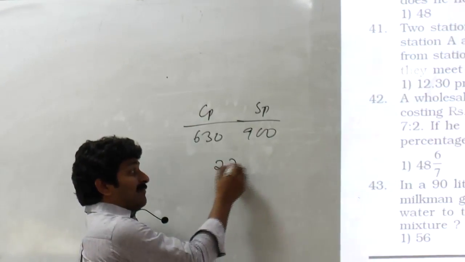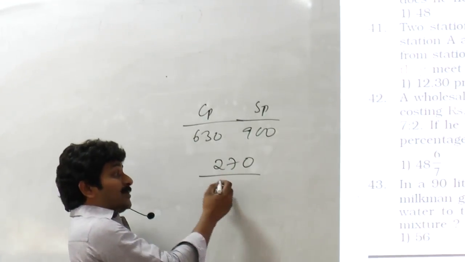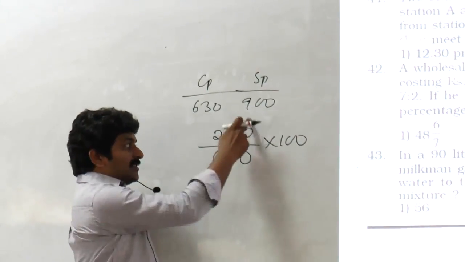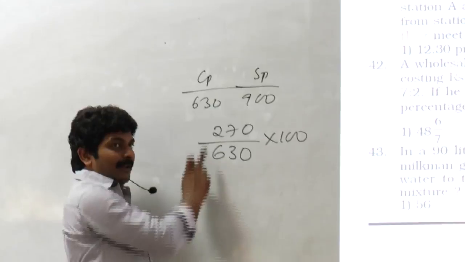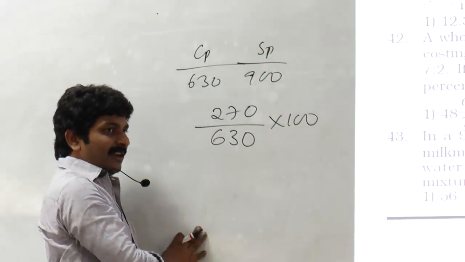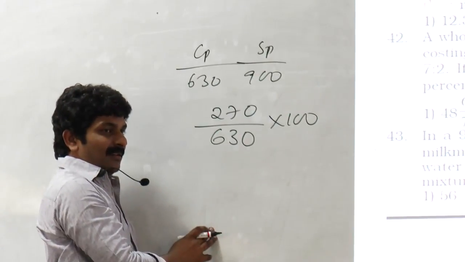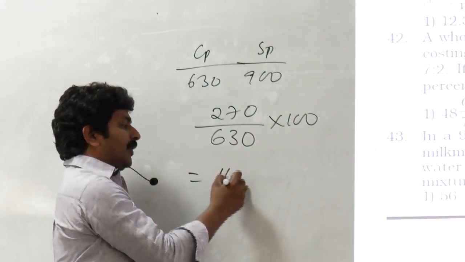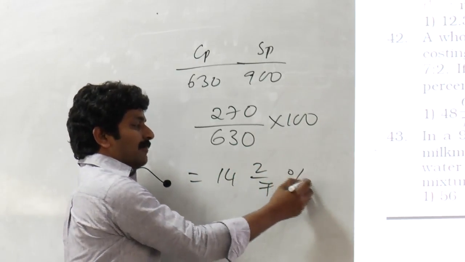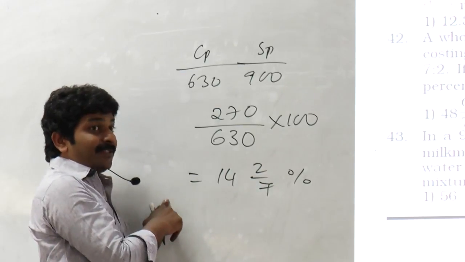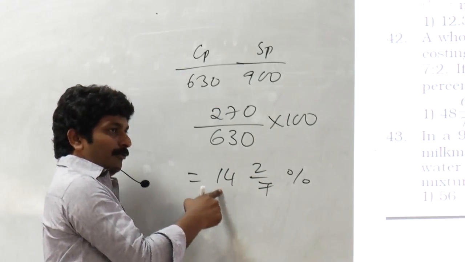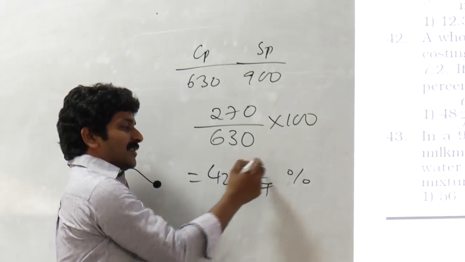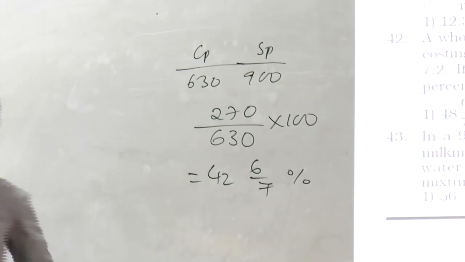Profit is 270. Profit percent will be 270 out of 630 into 100. 0 0 cancel. 9 3 times, 9 7 times. 3 by 7. What is 1 by 7 in terms of percentage? 14 2 by 7 percent. 1 by 7, but you need to have 3 by 7. Into 3, 14 3 times, 42, 2 by 7 3 times, 6 by 7. Answer 42 6 by 7%.